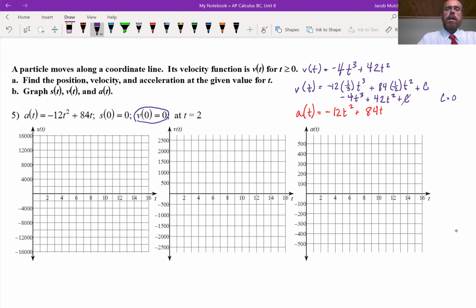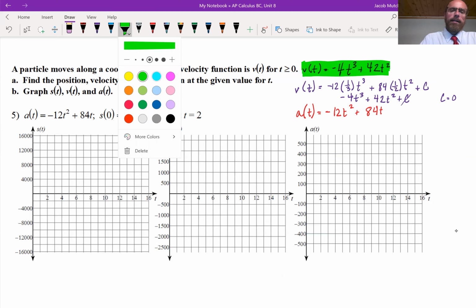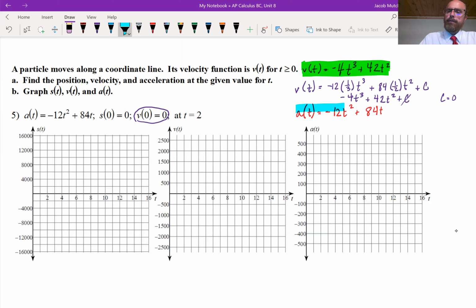So I'm going to start highlighting our functions we're generating here. So there's the velocity function. And we had, again, already had the acceleration function. So I'll highlight that. So all that's left for us to find in terms of equations is the position function.